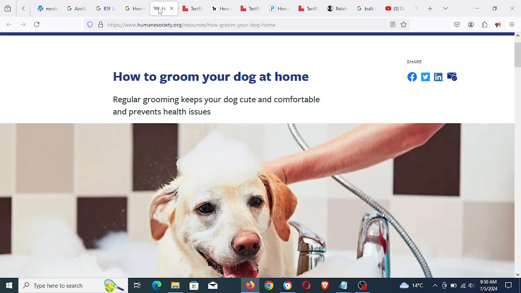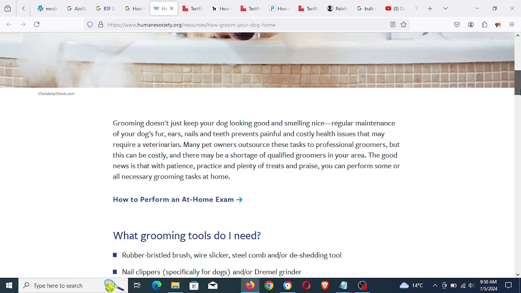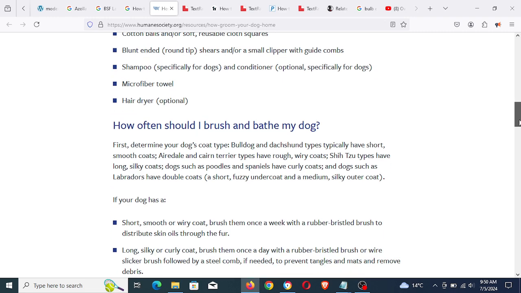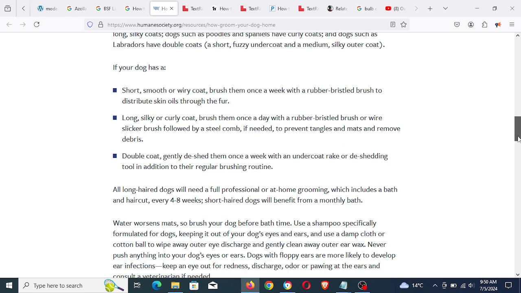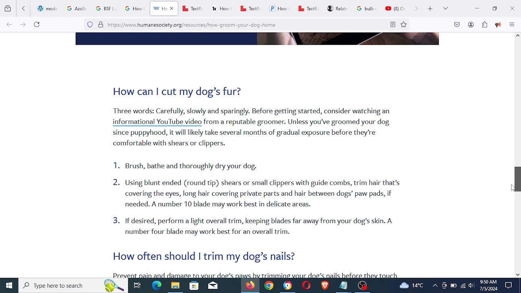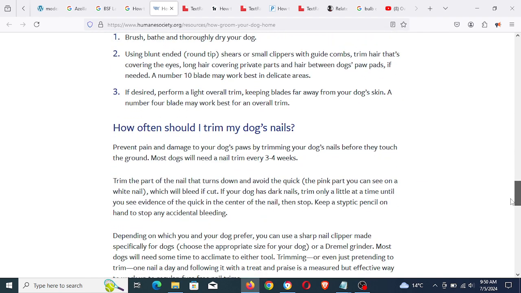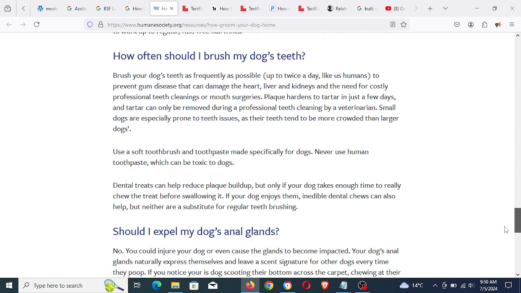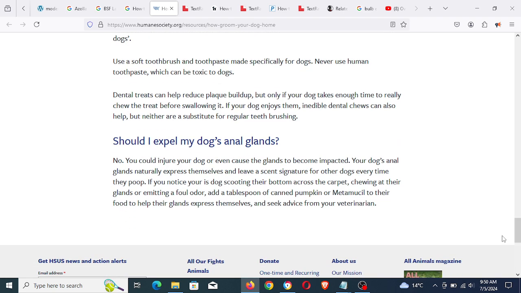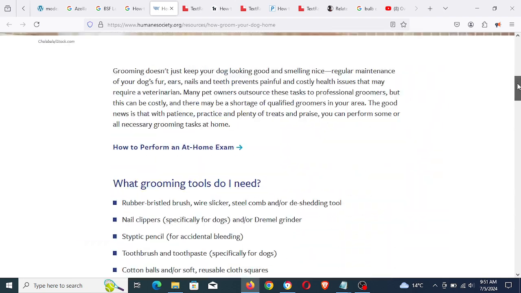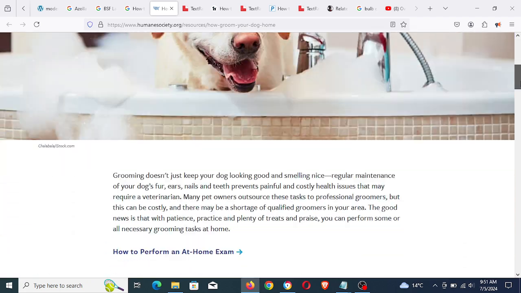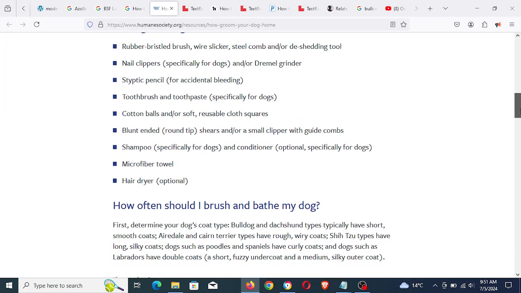So the first article, the top ranked article, is how to groom your dog at home. You can see it's talking about what grooming tools you need, how often you should brush your dog, how to cut your dog's fur, how often you should trim your dog's nails, how often you should brush your dog's teeth. So basically, you can see it's sort of like a guide, a tutorial.